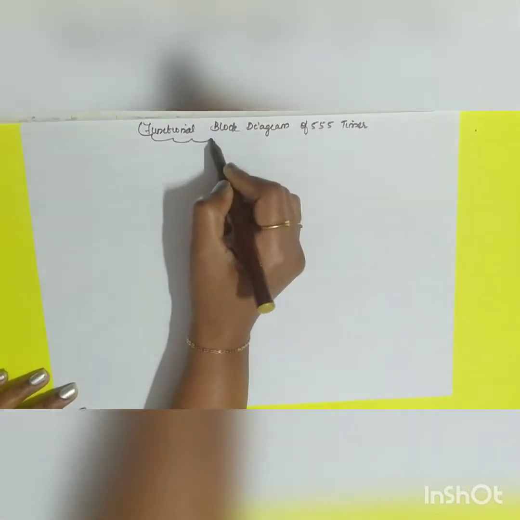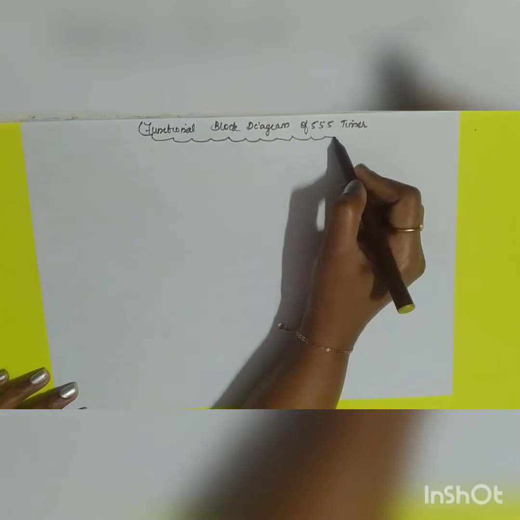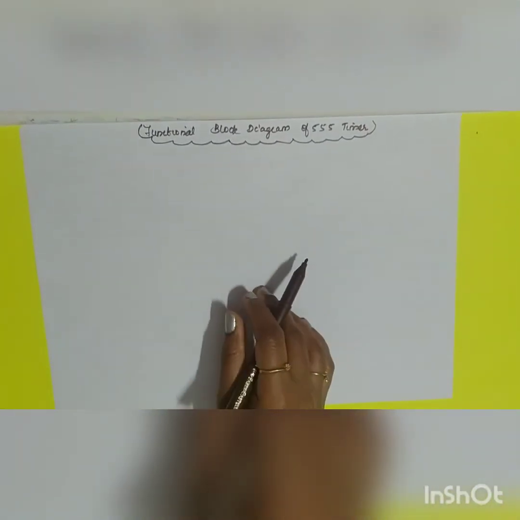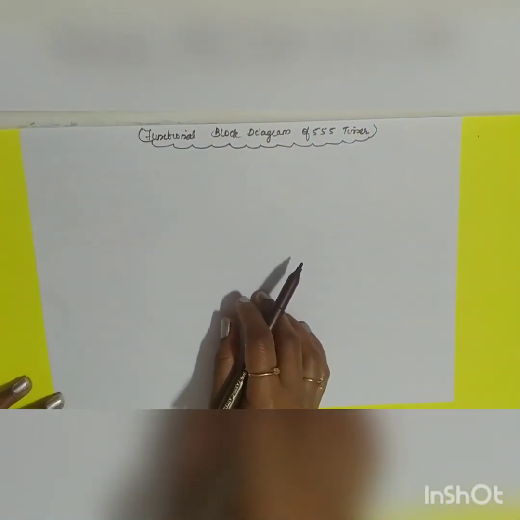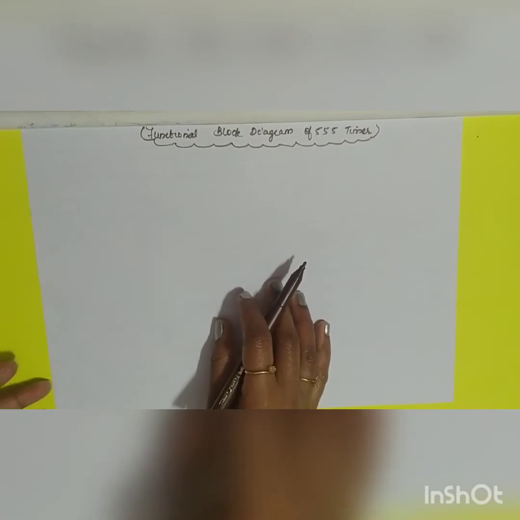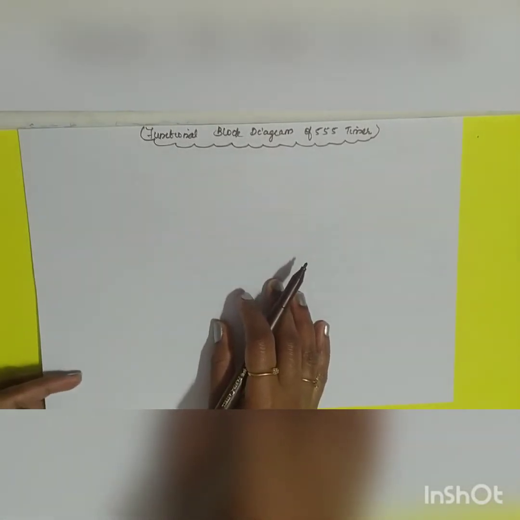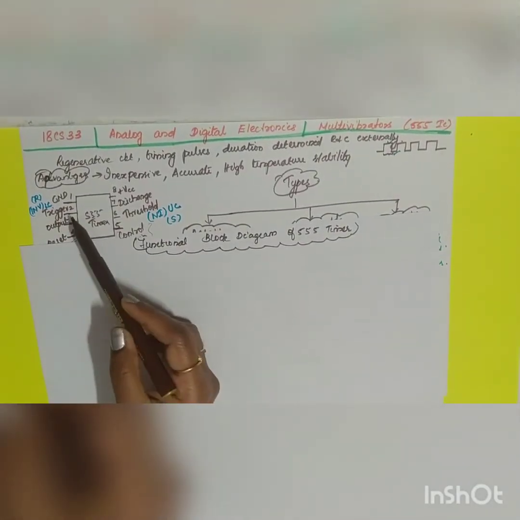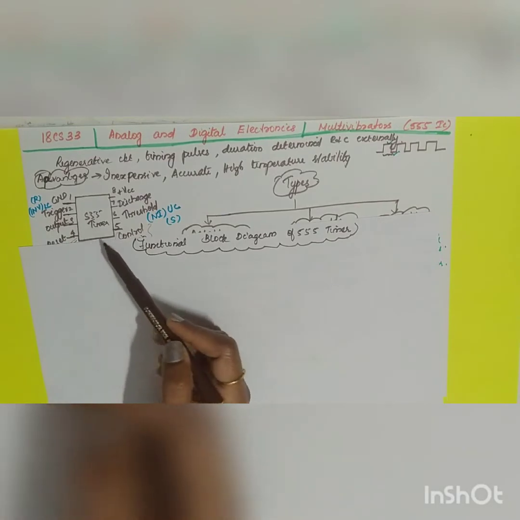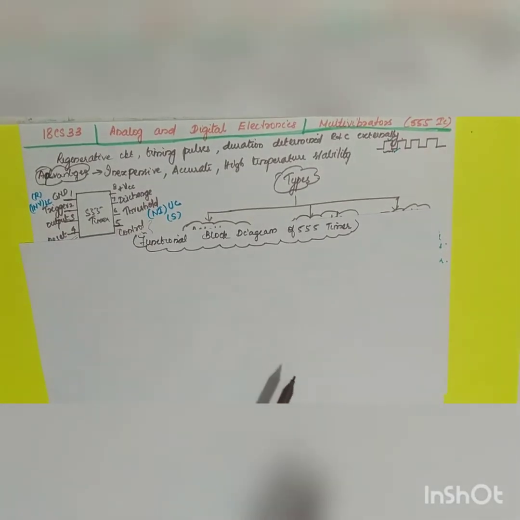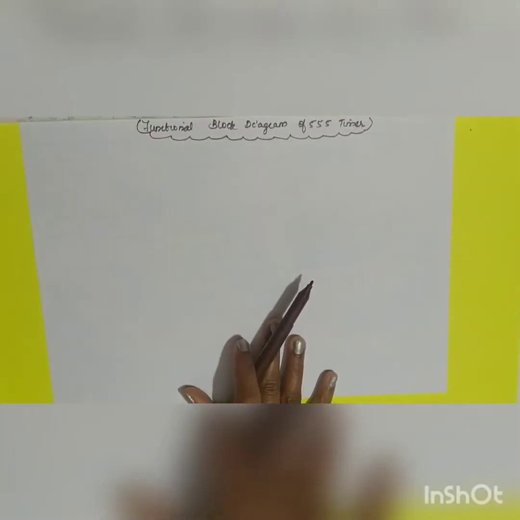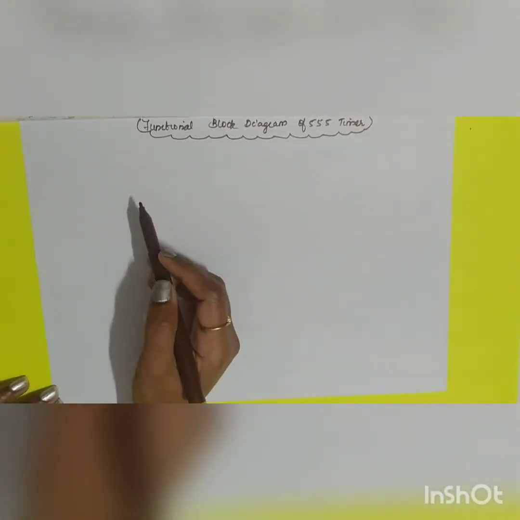Since it is an IC, it consists of numerous active and passive components, right? Since it is unable to specify the complete diagram, the functional block diagram consists of those important components which are connected to the various pins, from the first pin to the 8th pin. So we have to understand how to draw the functional block diagram.